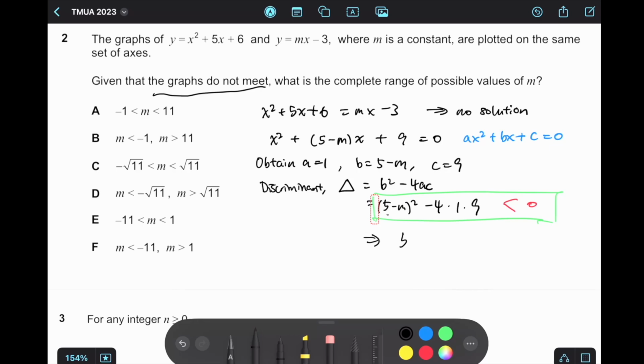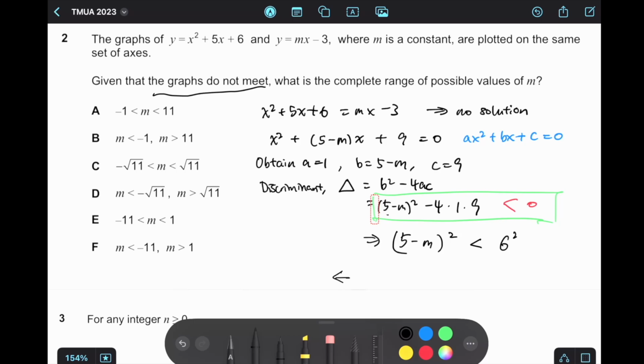So we obtain that (5 minus m) squared has to be smaller than 36, which also happens to be 6 squared. So the final question is, what is the range of m such that (5 minus m) squared is smaller than 6 squared? It turns out that this is the same problem as determining the complete range of m such that when compared with the number 5 on the number line, the number m and the number 5 do not differ by 6 units or more.